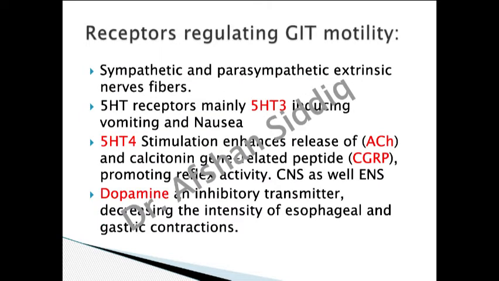The receptors regulated in GIT motility include sympathetic and parasympathetic extrinsic nerve fiber. There are 5-HT3 receptors, which are mainly involved in nausea and vomiting. 5-HT4 stimulation enhances the release of acetylcholine and calcitonin gene-related peptide, promoting reflex activity in the central nervous system as well as the enteric nervous system. Another receptor found in the GIT is dopamine, which is an inhibitory neurotransmitter, hence decreasing the intensity of esophageal and gastric contraction.